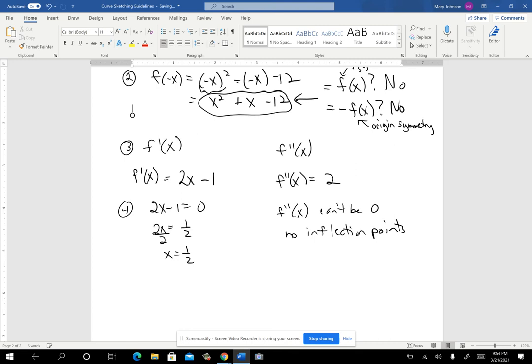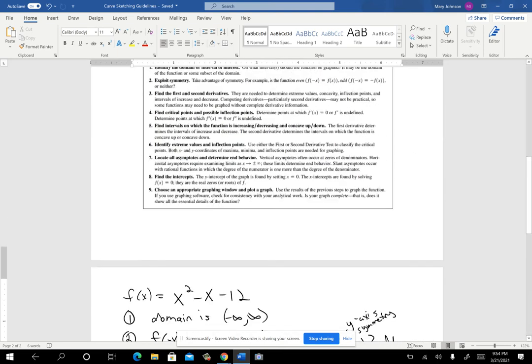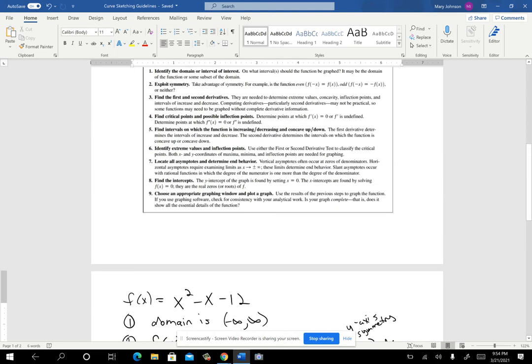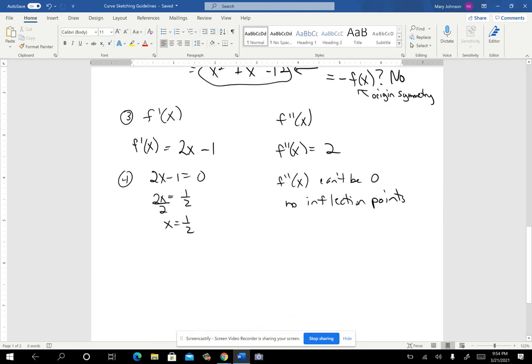All right, so let's go back and check the guidelines since it's the first time we've used them. All right, so we find the critical points and possible inflection points. We did that. So now we're going to use that information to determine intervals where the function is increasing or decreasing, and then also where the function is either concave up or concave down. Okay, and then we'll go back and we'll identify this 1/2 right here. We'll make it a point and we'll say whether it's a max or a min after we do that.